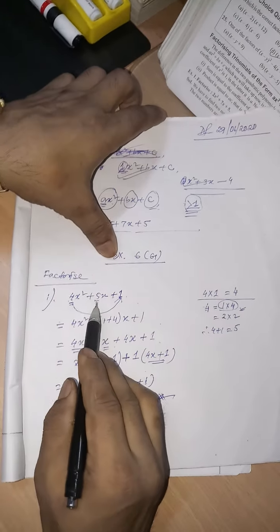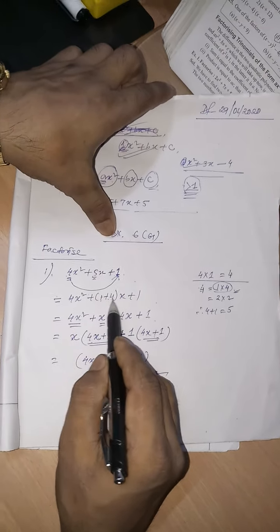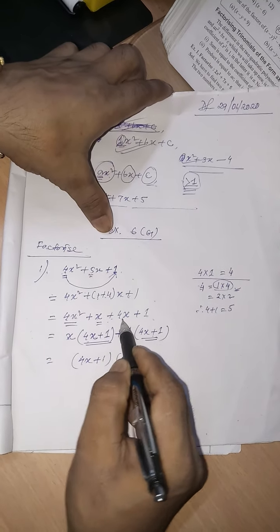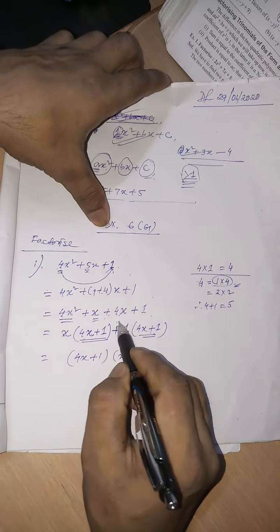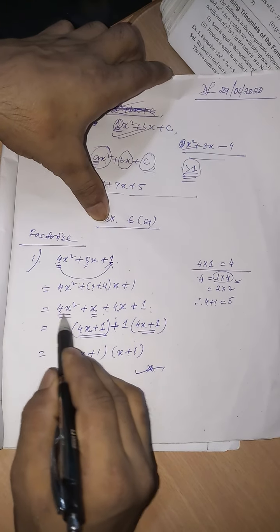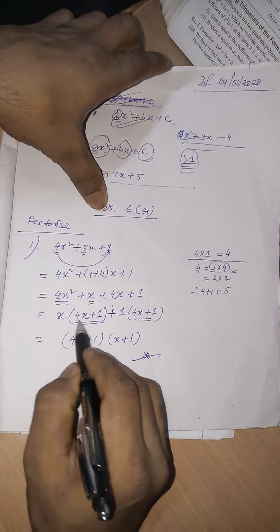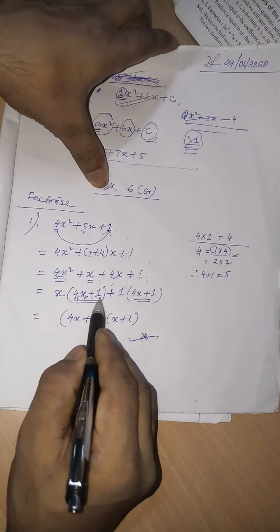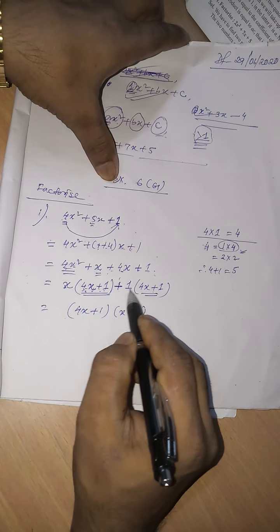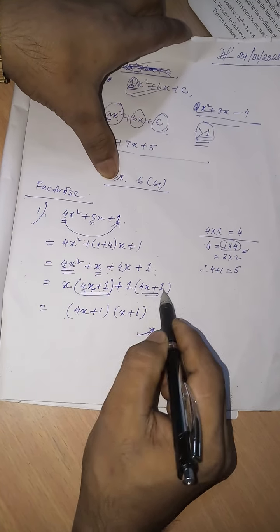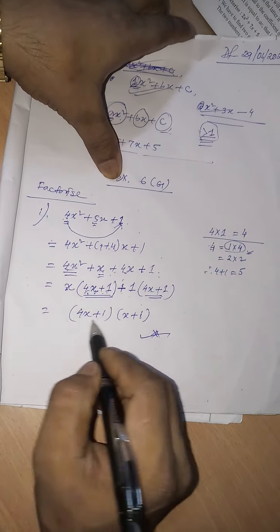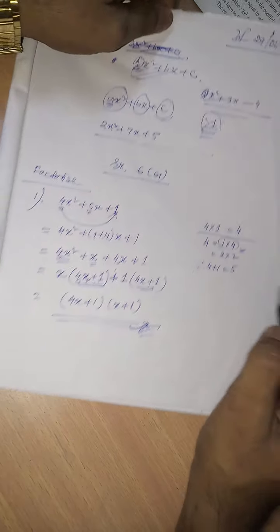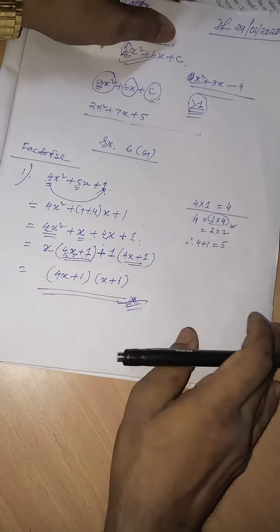So instead of 5 I wrote 1 plus 4: 4x square plus x plus 4x plus 1. Again, distributing, in between x is common: x into 4x plus 1, and 1 into 4x plus 1. You have to check: 4x into x, again this term should come out, that is 4x square, and x into 1 is x, 1 into 4x is 4x, 1 into 1 is 1. So ultimately we got these two factors. This is your result.